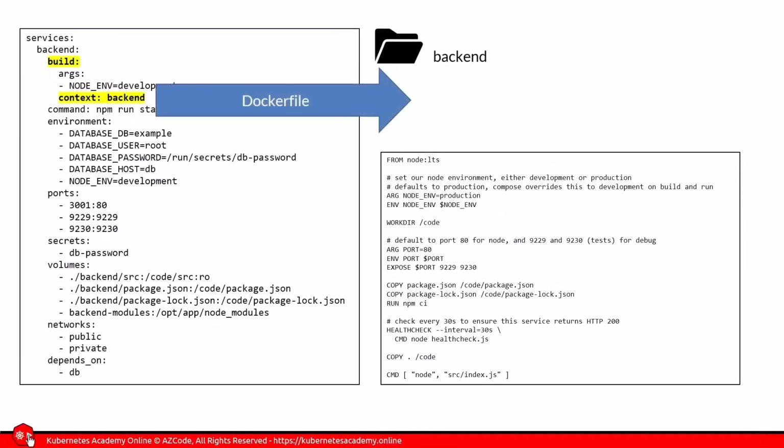Looking at the backend service, we can see that we specify build and context. Context with the value of backend. Backend is actually a subfolder where the Docker file is located.